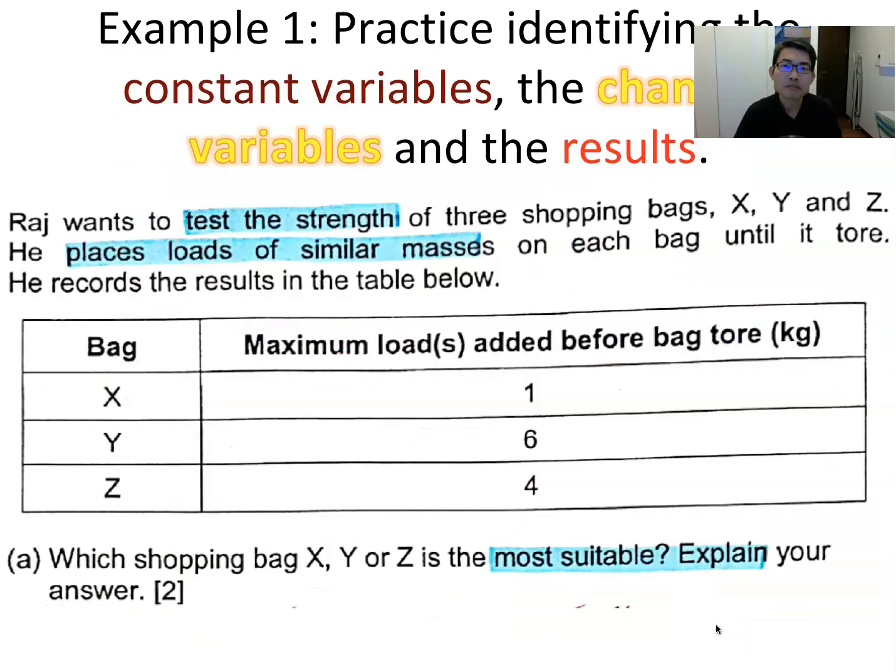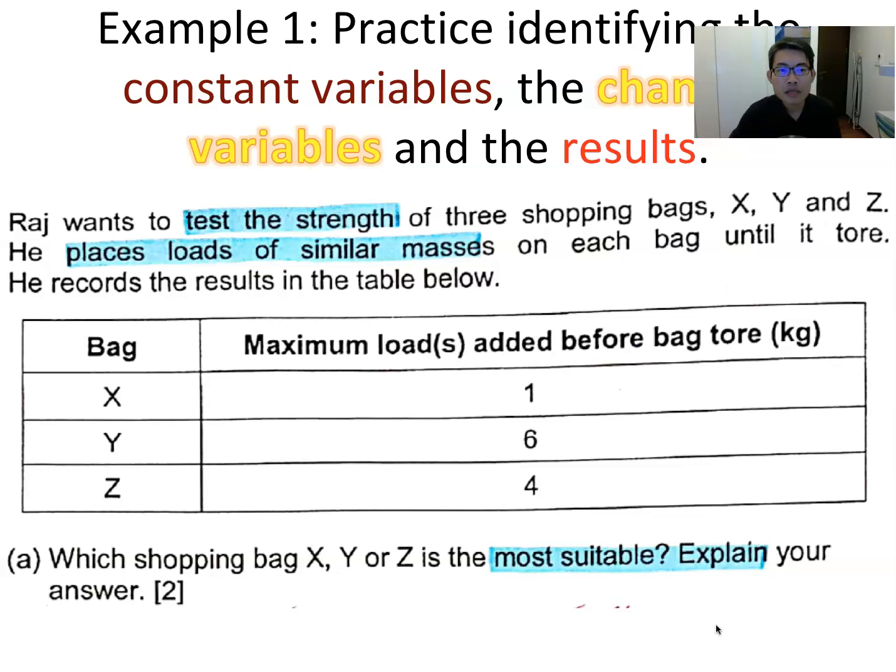Let's practice now. Practice identifying the constant variables, the changed variables, and the results. Now, please pause the video here. Test yourself. Write this down on a piece of paper. Which are the variables that are kept constant? Which of those are changed? And which of those are results? Once you have gotten the answer, then you can press play.